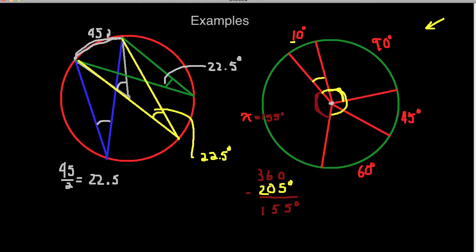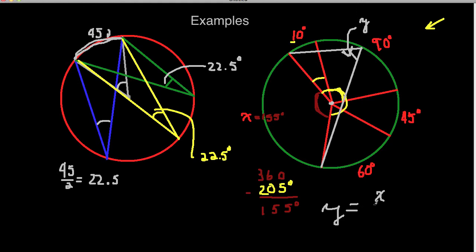Now suppose I didn't want the measure of this angle. I wanted to draw yet another angle, let's say this angle right here. Now this angle is an inscribed angle that includes the same arc as x, and x is 155. So this angle right in here, that I might call y, is the measure of angle x divided by 2.